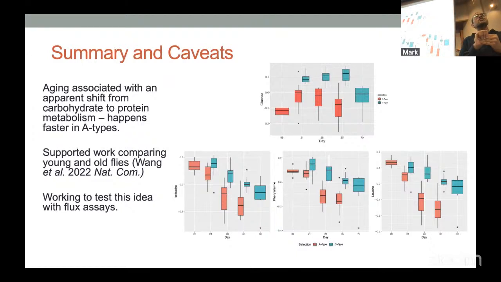This is a little tricky to do, so we're still figuring out the protocols and the appropriate way to do this, because you have to have these weird loading phases. But that's our next step.